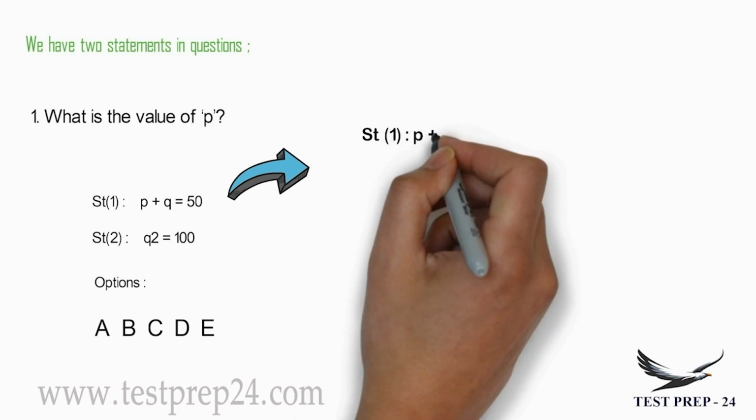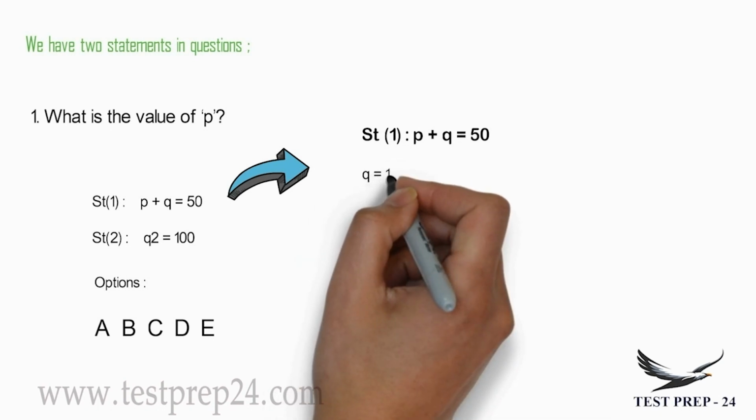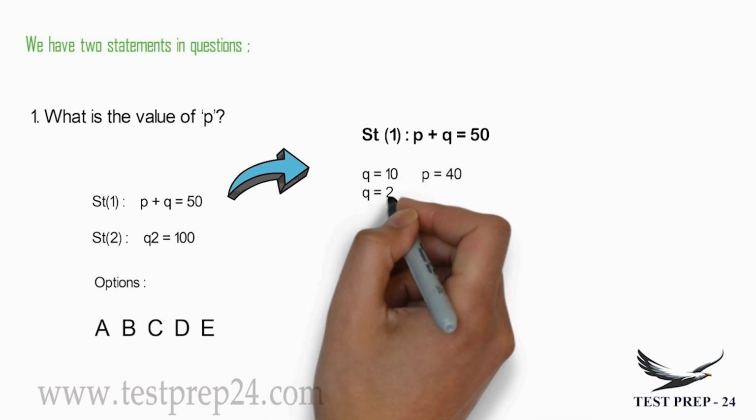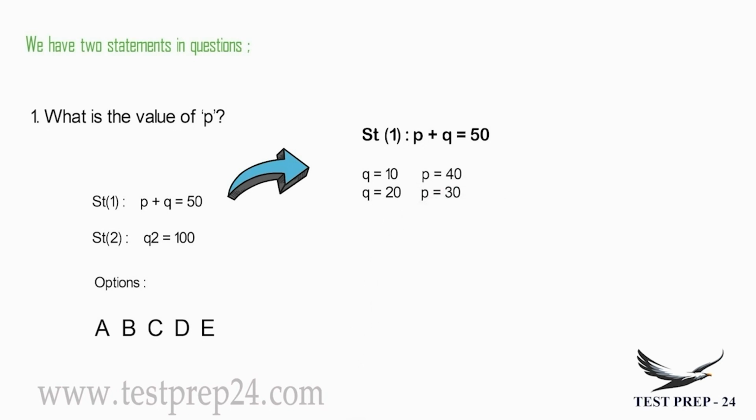Now come to the first statement. In statement 1 it is given that P plus Q equals 50. Based on this statement, can you tell what is the value of P? No, because suppose I take my value for Q equals 10, then P equals 40. Or if I take Q as 20, then P equals 30. So see, there are so many values possible. As I have already told you, in data sufficiency, getting an answer is not the thing, but getting a unique answer is the thing.